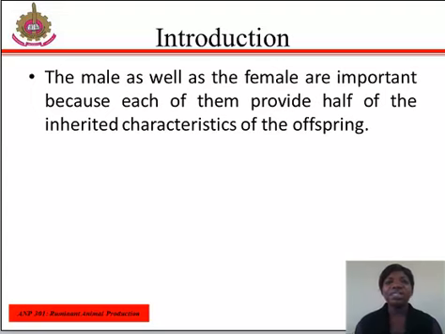Introduction. The success of any farm animal production lies in the ability to reproduce good quality traits, which form the basis for selection and breeding to achieve the objectives of production. So the male as well as the female are important because each of them provides half of the inherited characteristics of the offspring. Therefore, the farmer must accord good care for the breeding stock in farm animals.